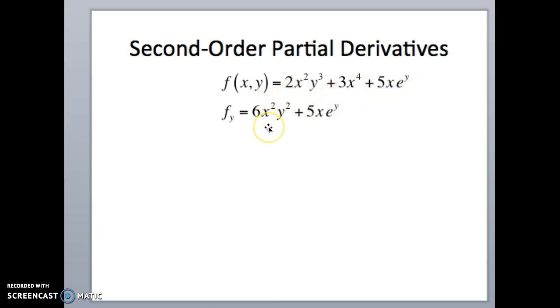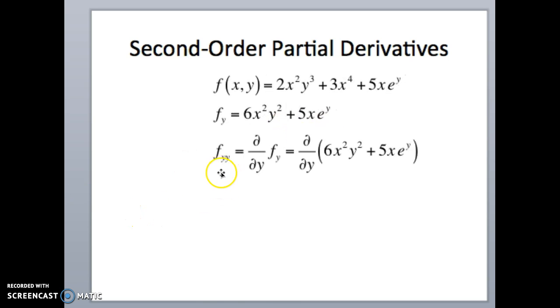This was our original f of x, y. The partial with respect to y we showed was 6x squared y squared plus 5x e to the y. If I want f sub yy, I will take the partial derivative with respect to y of that piece. So indeed, f sub yy, partial with respect to y of f sub y, is the partial with respect to y of this. Take the partial with respect to y of the first piece plus the partial with respect to y of the second piece.